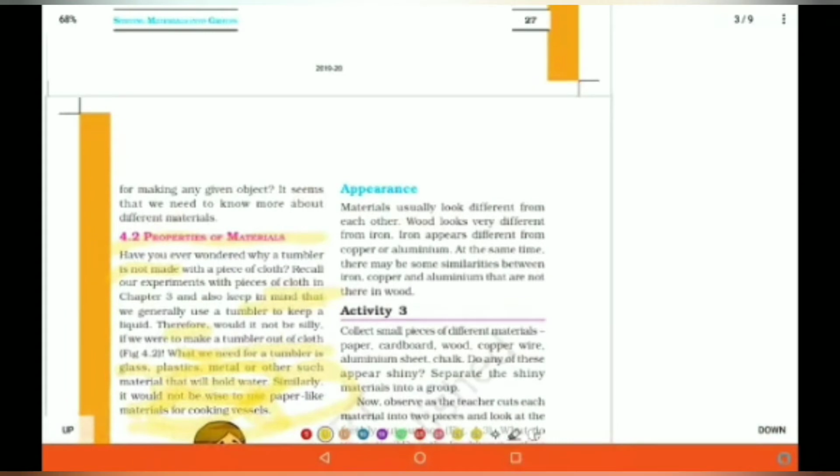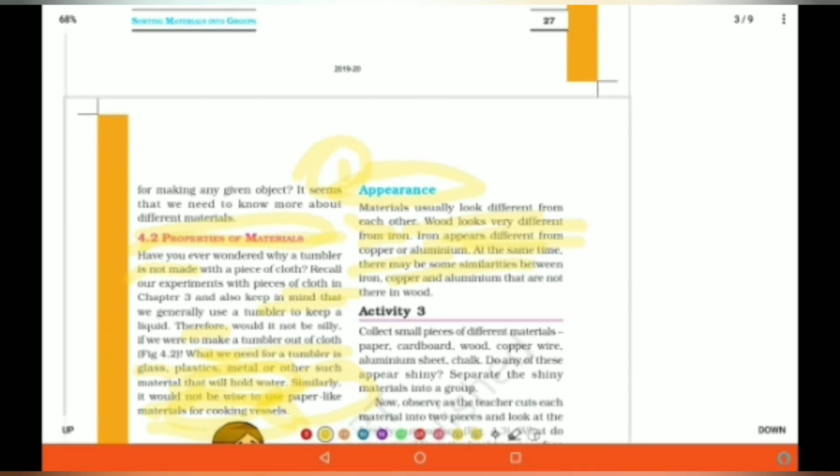Now, there are properties of materials. The first one is appearance. Materials usually look different from each other. Wood looks very different from iron. Iron appears different from copper or aluminium. At the same time, there are many similarities between iron, copper, and aluminium also.